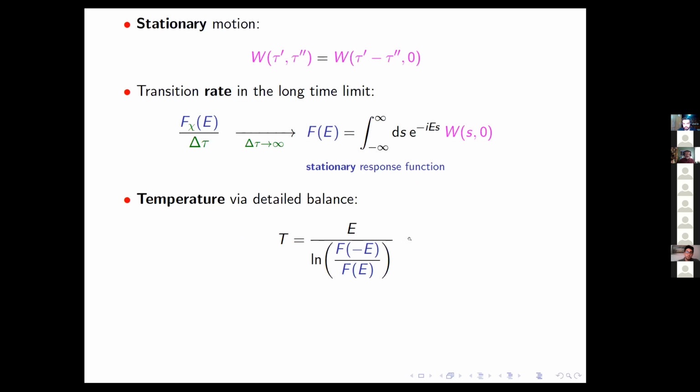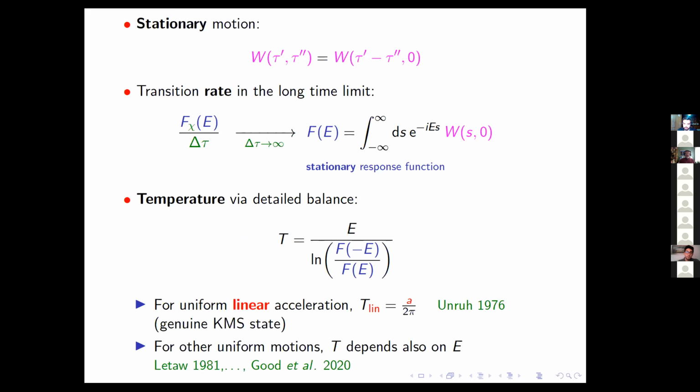Okay, some logarithms. Why is that the formula I want to use to define a temperature? Well, if you had a genuine thermal state, a Kubo-Martin-Schwinger state, this would in fact be the temperature parameter describing the Kubo-Martin-Schwinger state, right? Call it detailed balance and so on. And in this case of linear acceleration, this formula produces this energy independent number a over 2 pi. So this is the detector, the quantum dot calculation that tells us in linear acceleration, the Unruh temperature is over here. For circular motion or for other uniform motions, you can certainly calculate this.